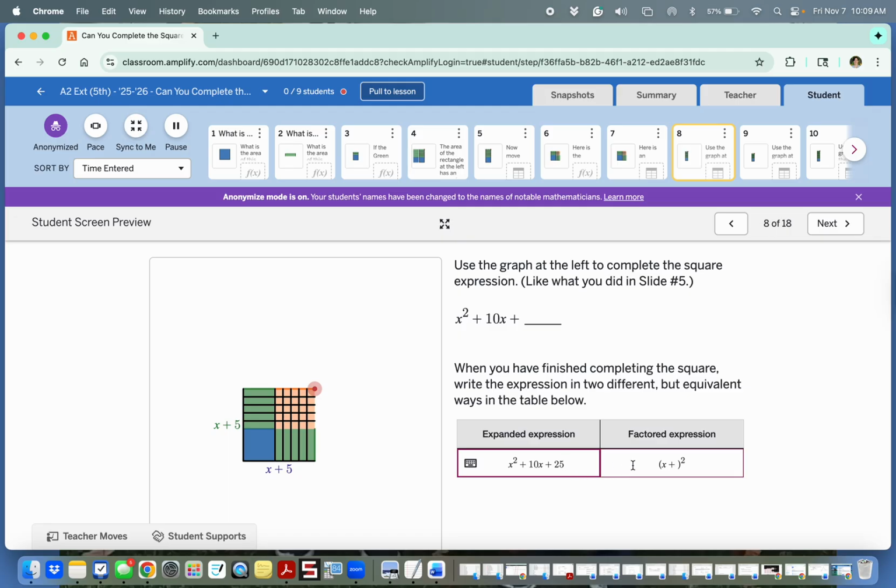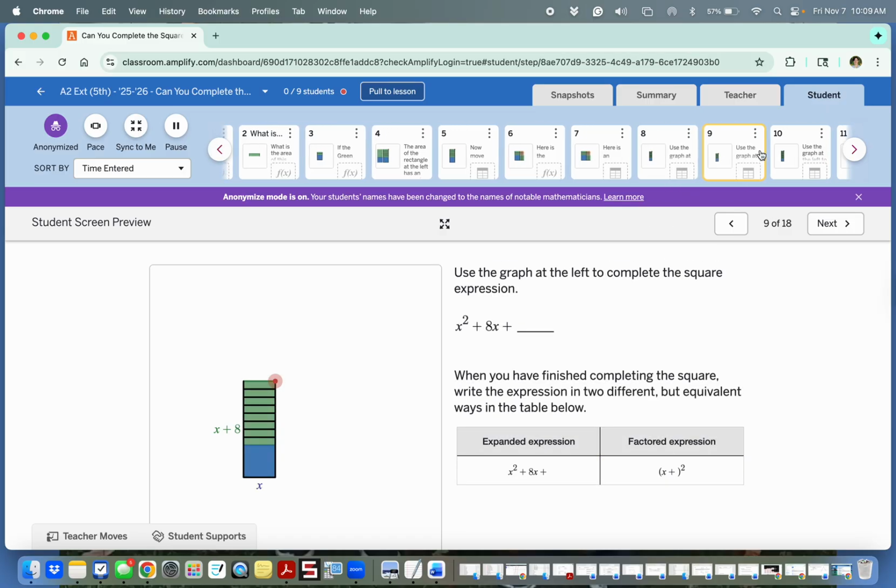I can write that as x plus 5 times x plus 5, or I can write it as x plus 5 squared, okay? And notice what we've done here is if we add 25 here, we can write that as x plus 5 squared, which is something we could then take square roots to solve, okay?